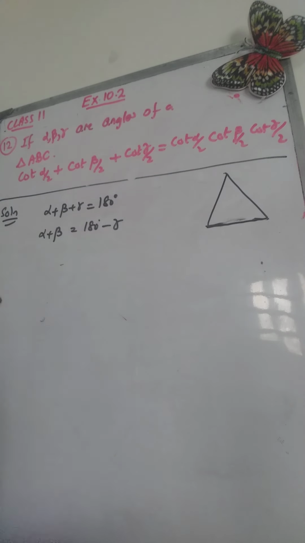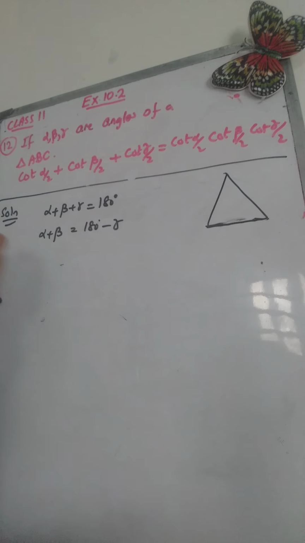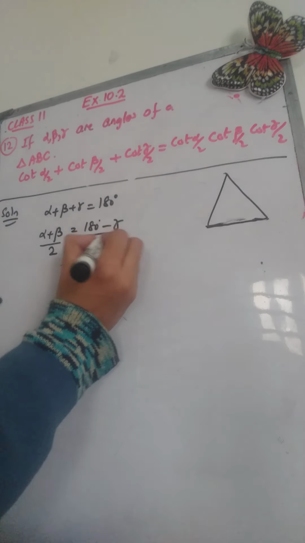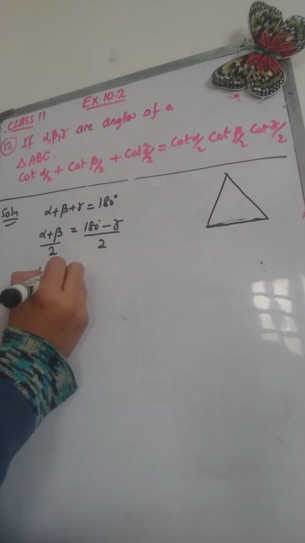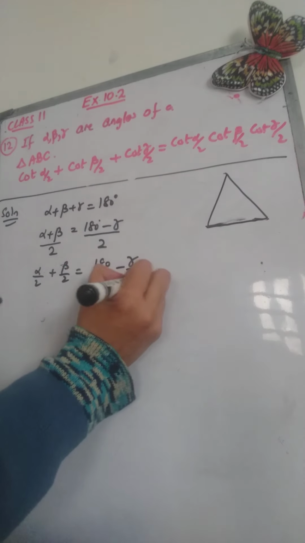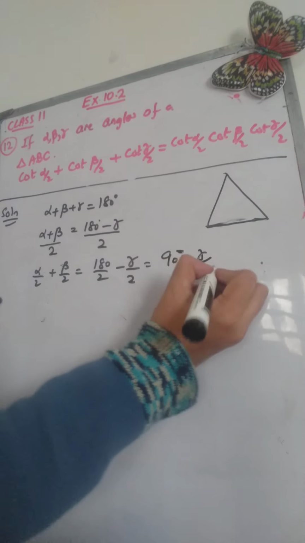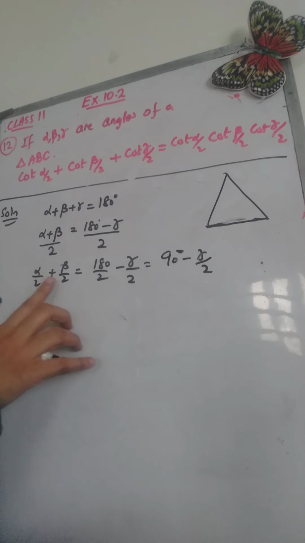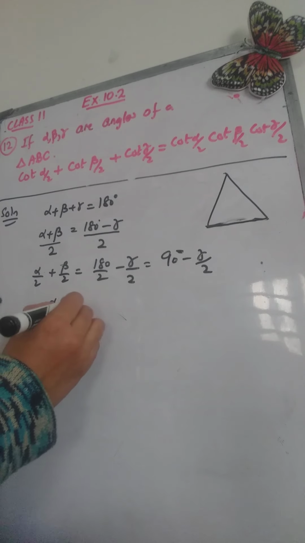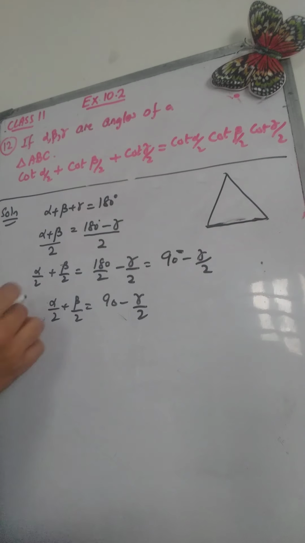Okay, we are going to divide both the sides by 2, so that I can get alpha by 2, beta by 2 and gamma by 2. So dividing both sides by 2, what do we get? This will be equal to alpha by 2 plus beta by 2 is equal to 90 minus gamma by 2. So we got this expression.